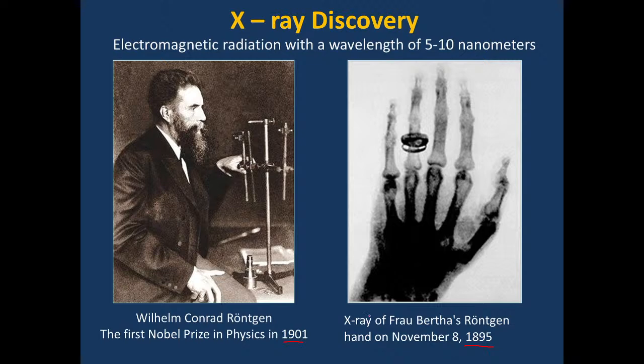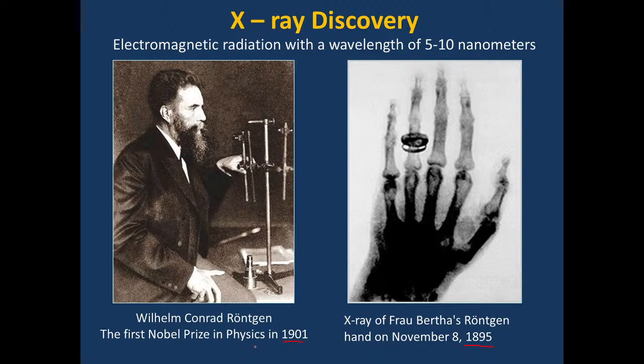So you can compare the date of the first X-ray examination. This is the first X-ray image, and it belonged to Frau Bertha Röntgen, the wife of Wilhelm Röntgen. And it was on the 8th of November 1895. Six years later, only six years, Röntgen got the Nobel Prize in physics.